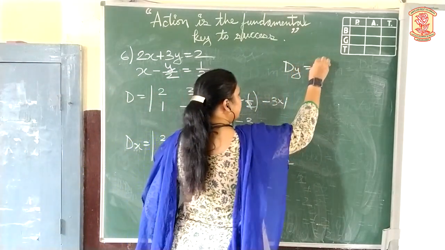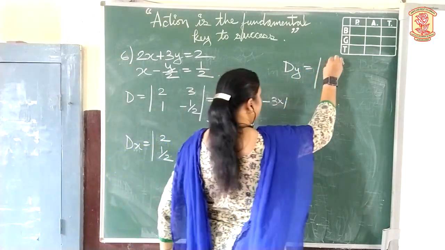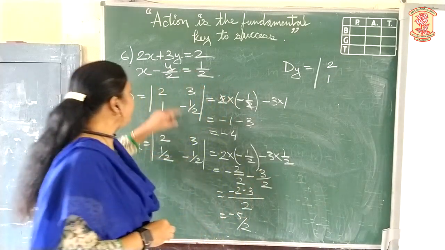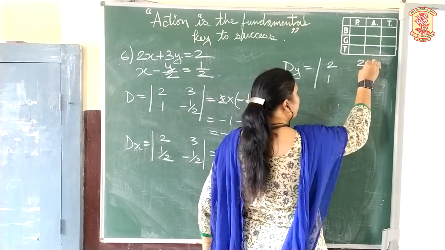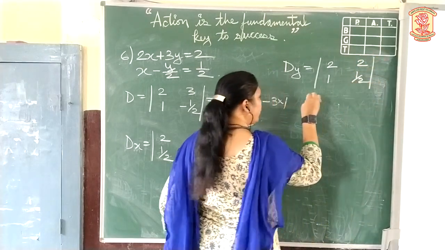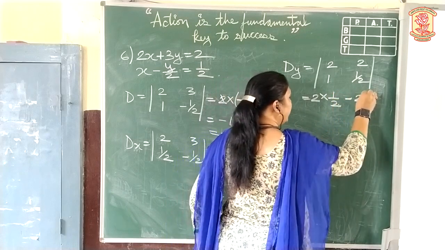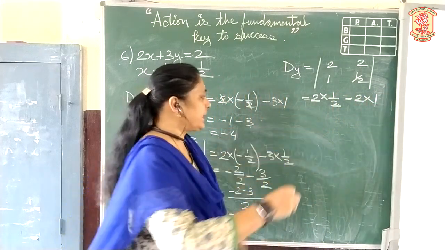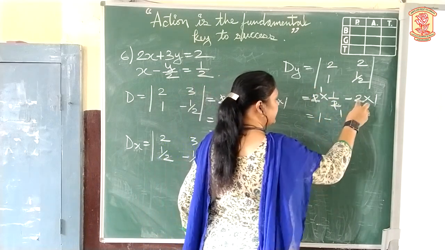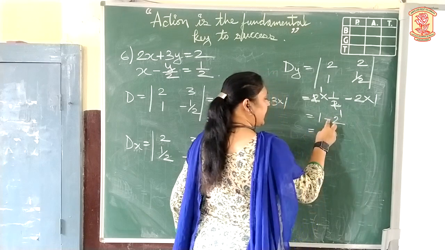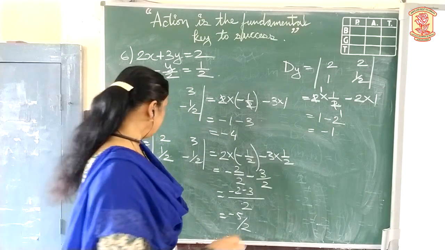For getting the determinant of y, the coefficients of x are 2, 1, and in place of the coefficients of y, we write c1, c2. 2, 1 upon 2. Carry out cross multiplication. So 2 into 1 upon 2 minus 2 into 1. Here the fraction is only on the left hand side, so we can cancel this. 2 ones are 2, so that comes out to be 1 minus 2 ones are 2. Plus minus minus 2 minus 1 is 1 and bigger number sign, that is minus.